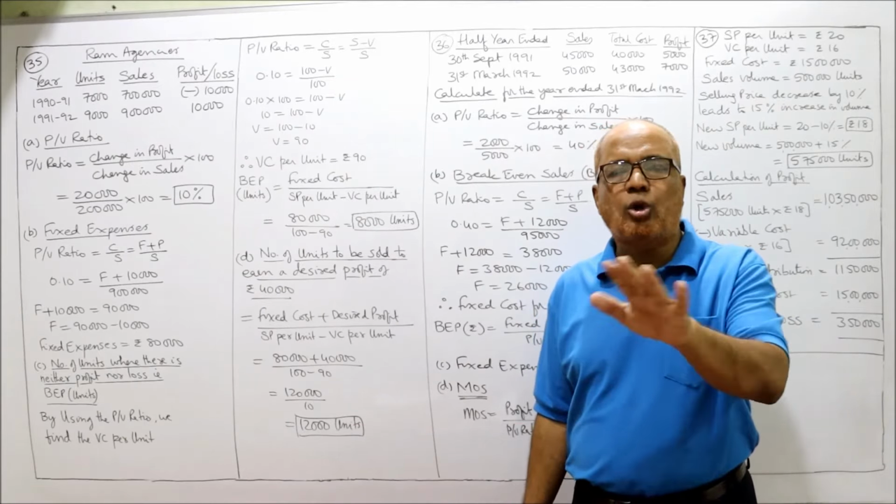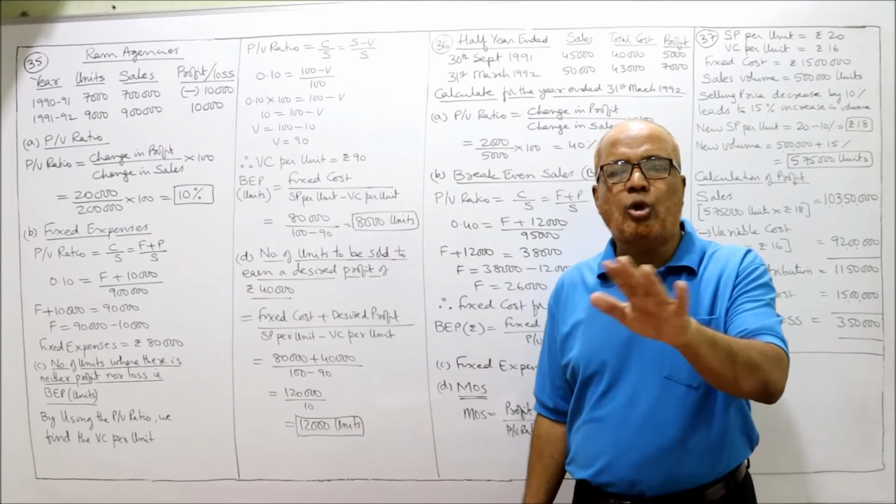In the first video, in theory introduction, I have given 7 formulas. The 7th formula was number of units required to be sold to earn a desired profit. Formula will be fixed cost plus desired profit divided by SP per unit minus VC per unit. Selling price per unit minus variable cost per unit.